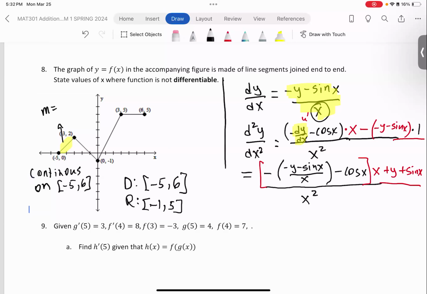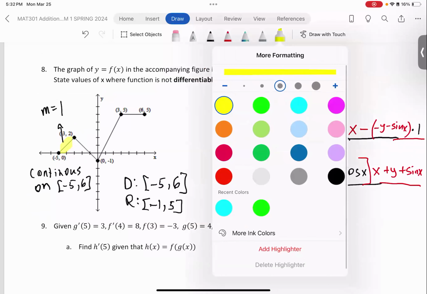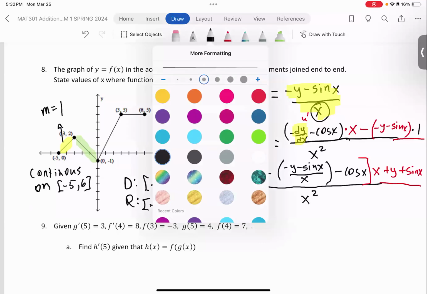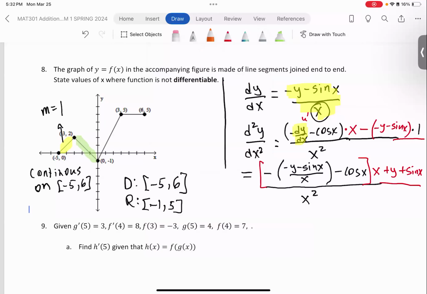I'm writing this using algebra notation. Slope is 1. How about the next piece? This one. What is the slope there? It's hard to count, but you said it goes down 2, 3. So -3 over 1, 2, 3. -1. Okay.